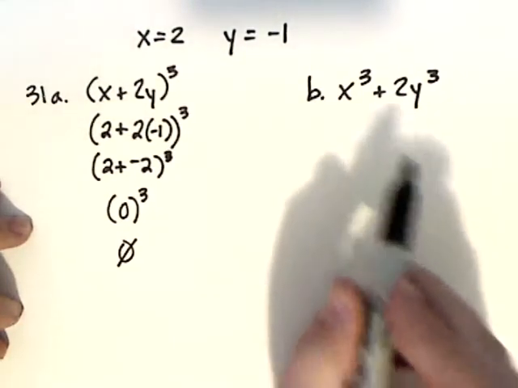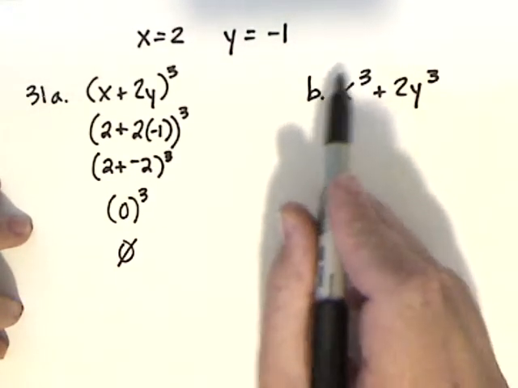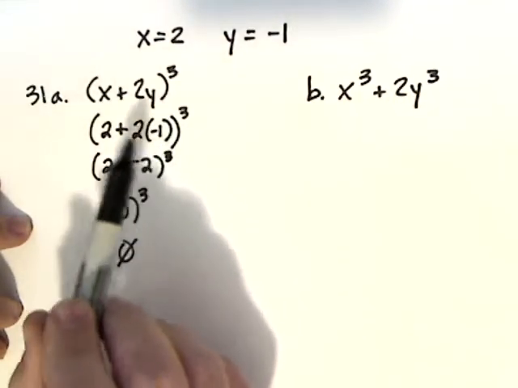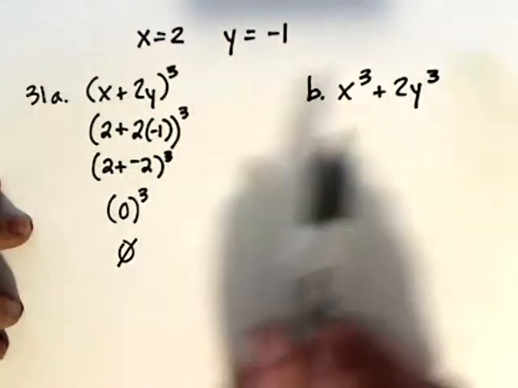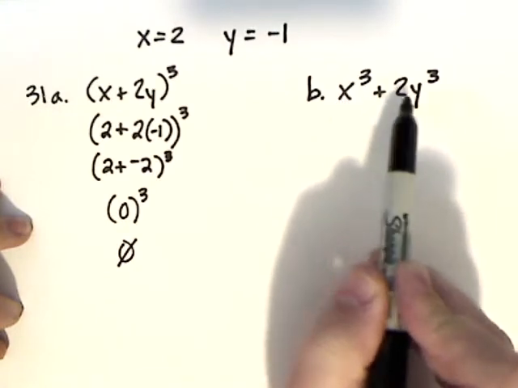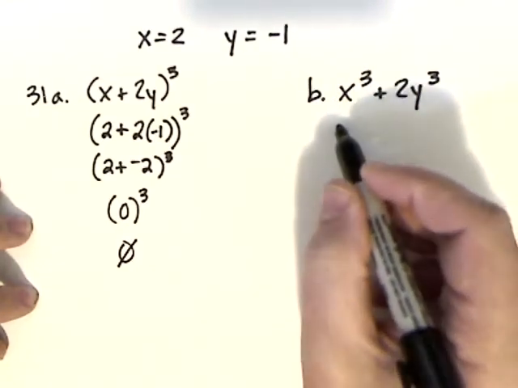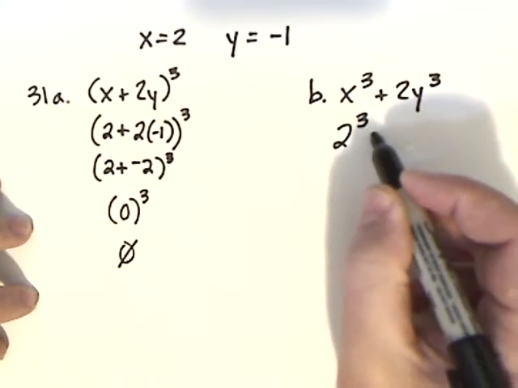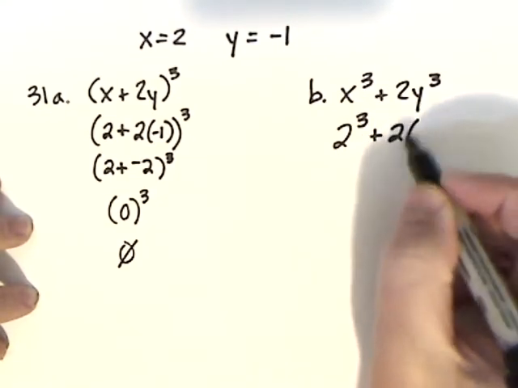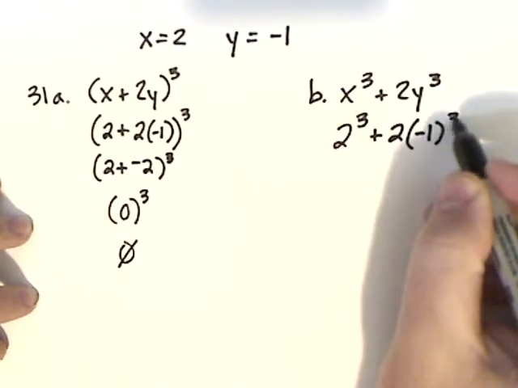Now for part B, we don't have the exponent over the x plus 2y as it was in part A. We have an exponent applied to the x and to the 2y separately. So we're going to replace the x with a 2. So we'll be doing 2 to the third plus 2 times -1 to the third.